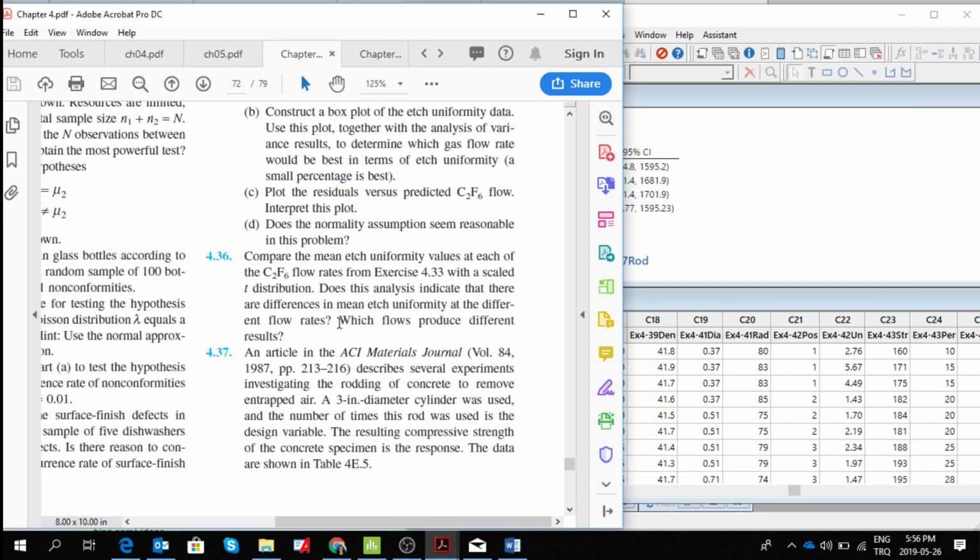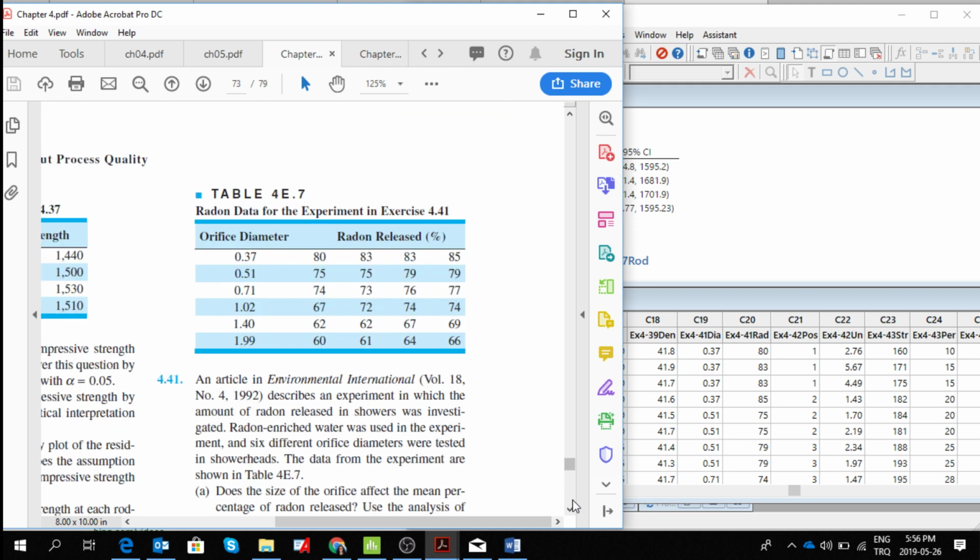Okay, I'll talk about question 37 in chapter 4. This is about an article in a journal that describes several experiments investigating the rodding of concrete to remove entrapped air. A 3-inch diameter cylinder was used, and the number of times the rod was used is the design variable. The resulting compressive strength of the concrete specimen is the response variable. The data are shown in Table 4E5.